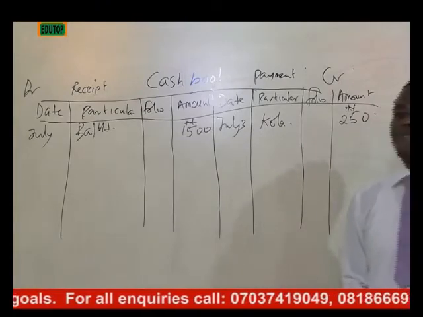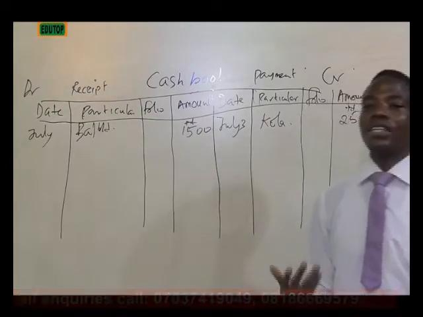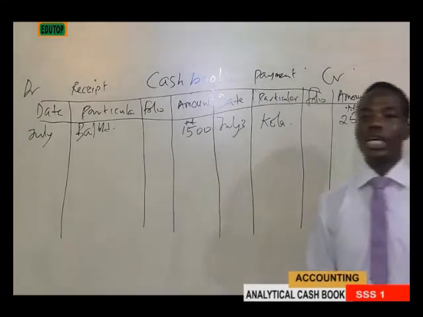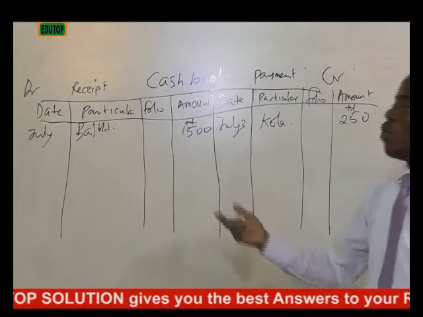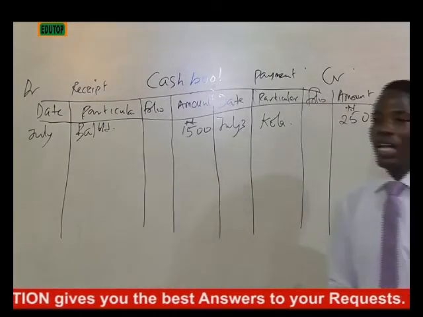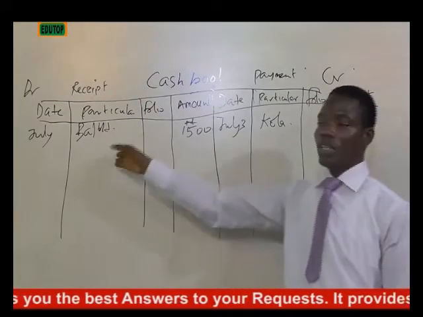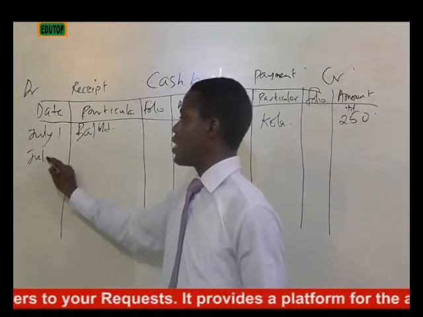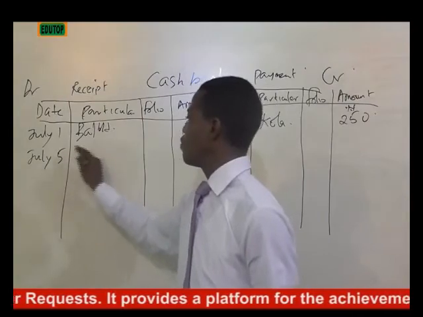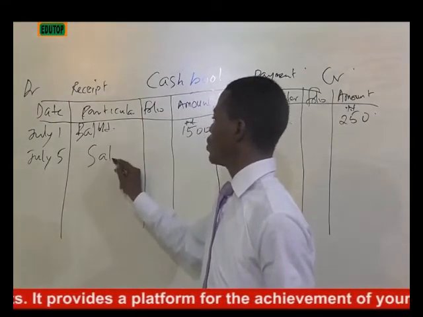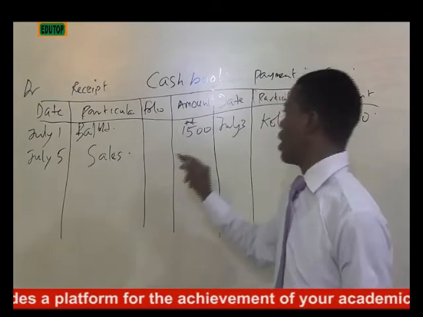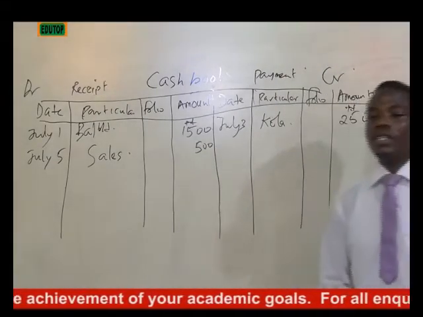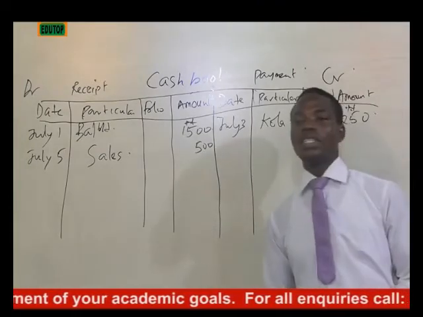Then July 5, cash sales. When you make sales and you receive cash, that means you are receiving money. When you make a sale, you collect money, so it has to be on the receipt side. We have July 5, sales, which is 500 naira.